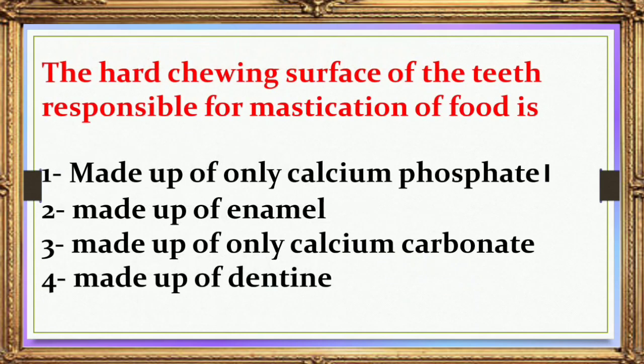The hard chewing surface of the teeth responsible for mastication of food is first, made up of only calcium phosphate. Second, made up of enamel. Third, made up of only calcium carbonate. Or fourth, made up of dentine. So the answer is: the hard chewing surface of the teeth responsible for mastication of food is made up of enamel.